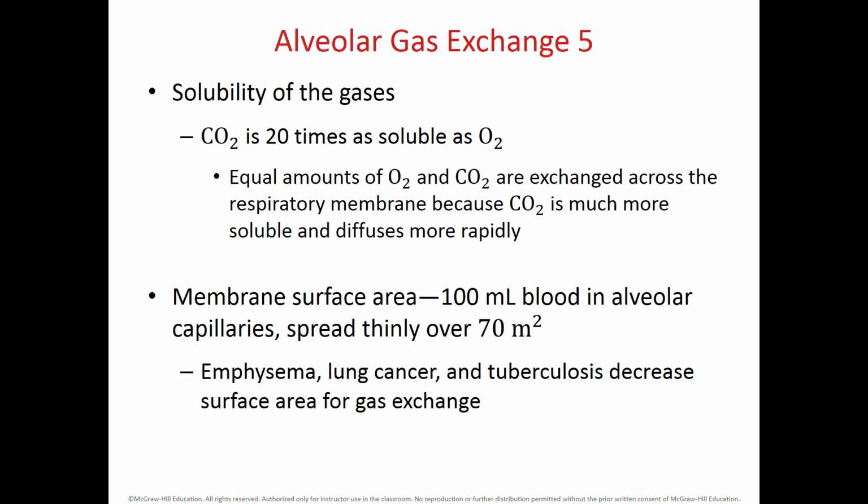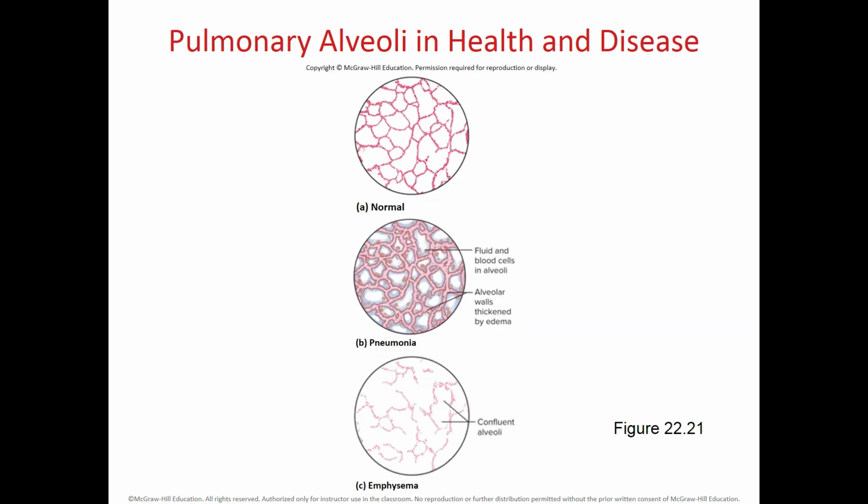But this surface area, 70 square meters of alveoli, can get reduced, and then you can have less gas exchange. It can get reduced in diseases like emphysema, because what emphysema does is you have destruction of the alveolar walls. Lung cancer similarly, tuberculosis, you have fibrosis of your alveoli, and then you have less gas exchange.